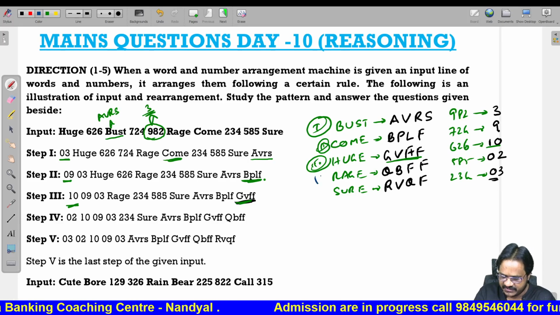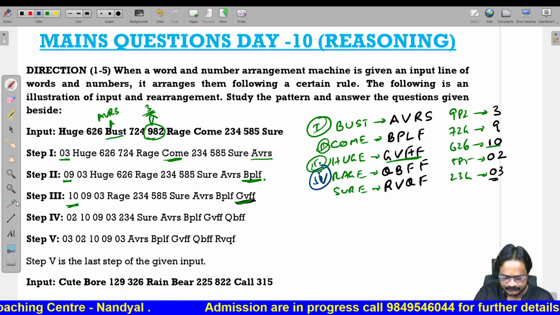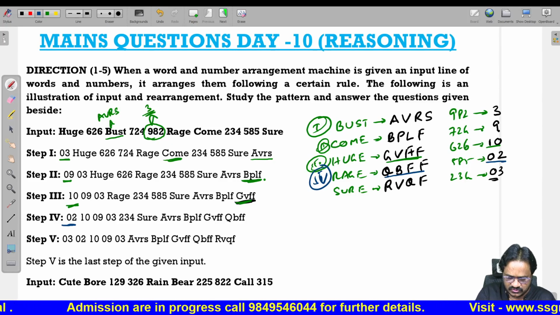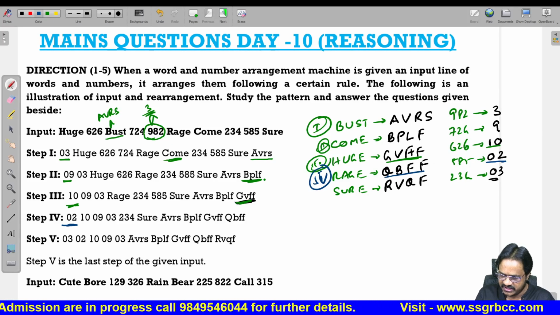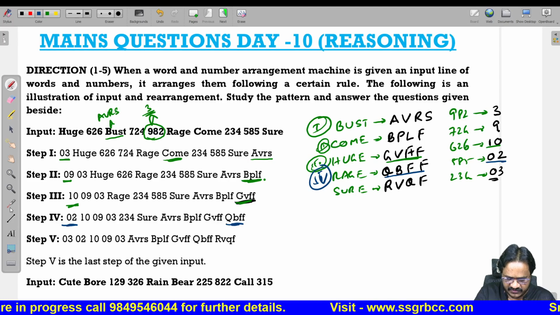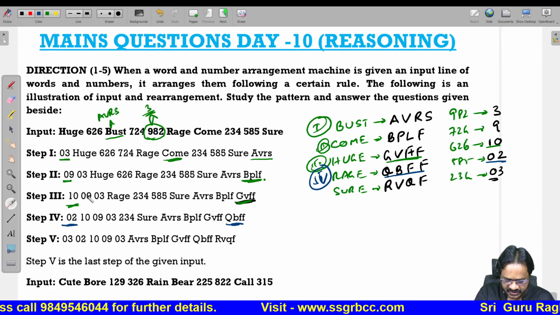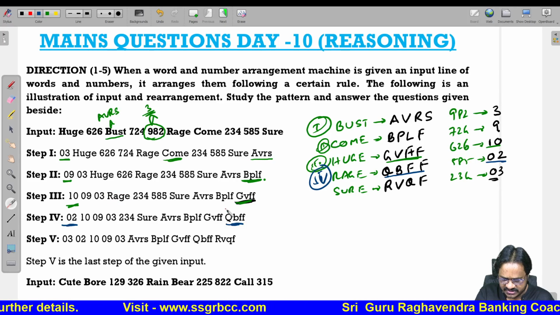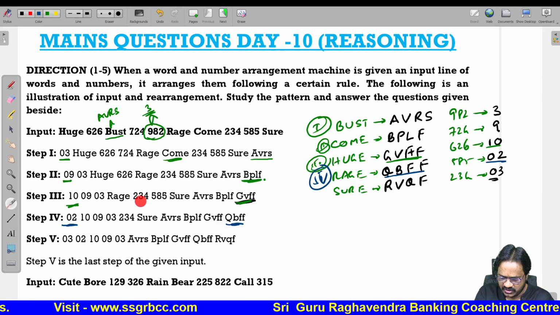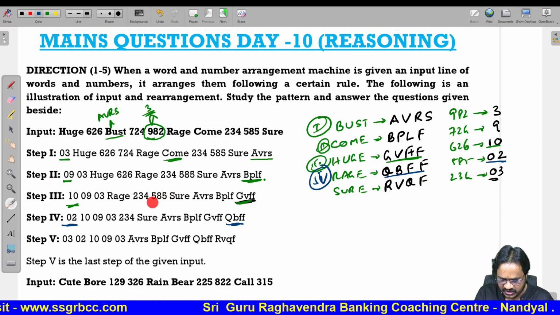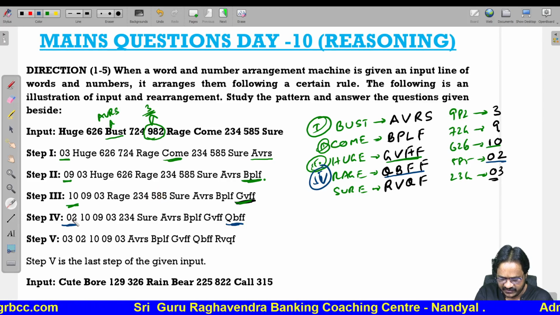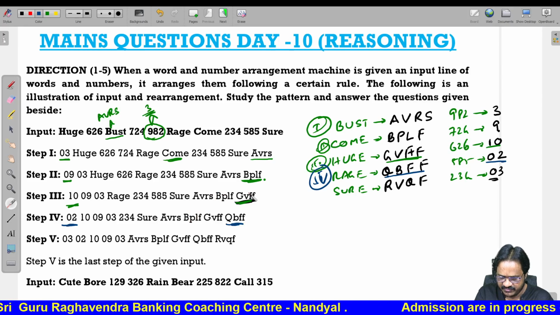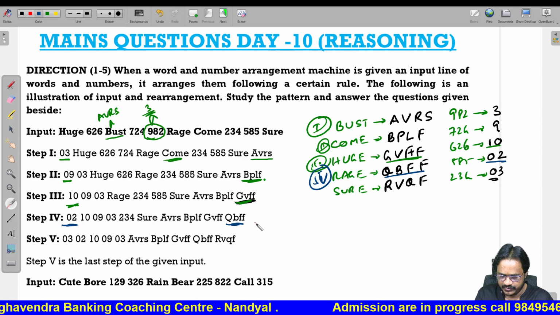Now if you take step 4, in step 4 it should be QBFF, with starting number 2. So starting number 2 instead of 585. Last QBFF. Now 2, 10, 9, 3. Don't write rage because rage is becoming QBFF. 234 you can write. Don't write 585 because 585 itself is becoming 2. Sure, AVRS, BPLF, GVFF and QBFF.